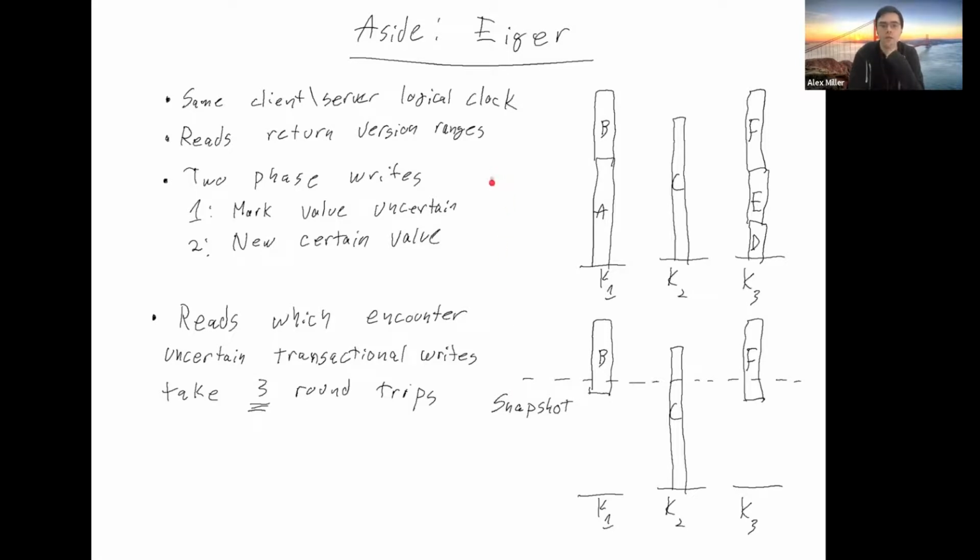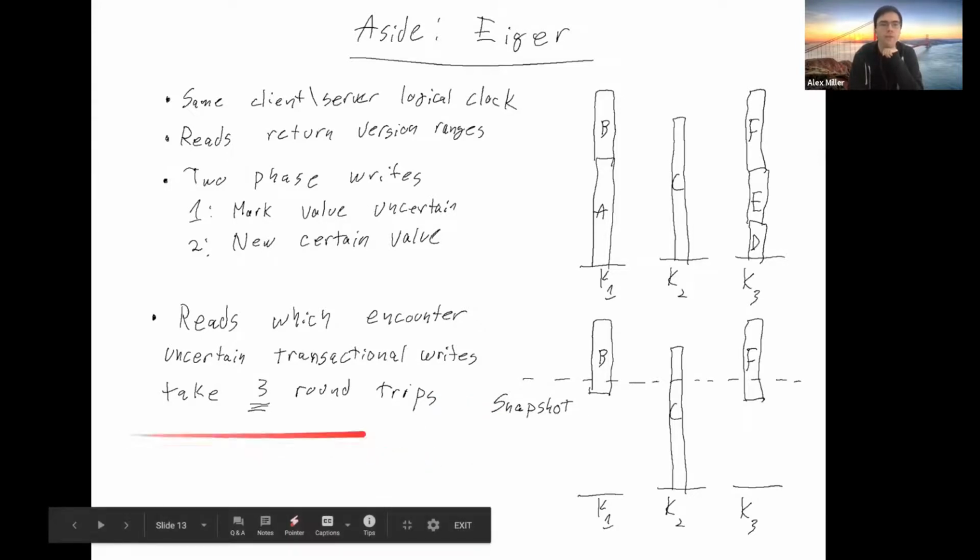They do write transactions basically via a two-phase commit process where you first mark values as uncertain and then you mark them as certain later. Reads which encounter uncertain writes from transactions can take 3 round trips. And this is one of the major things that Port is trying to fix with Eiger.